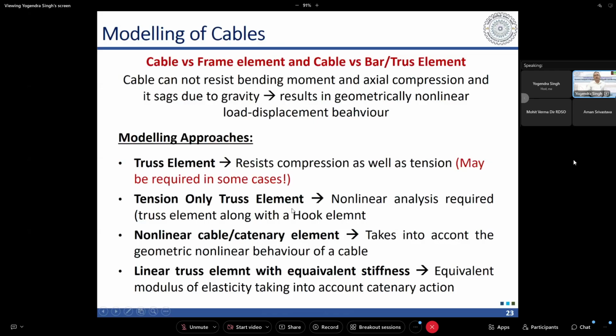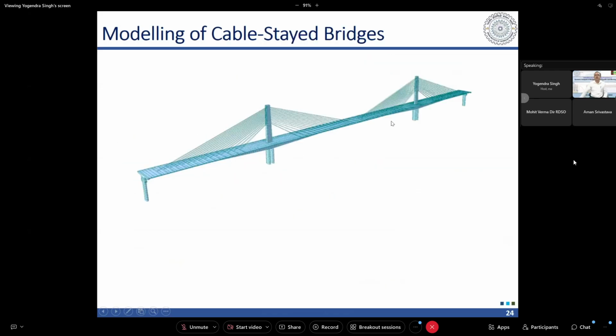Whereas here, when we have a single plane of cables, the cables are vertically arranged in a single plane. In that case, we can even consider a single spine model. So the superstructure in this case has been modeled by a single frame element. And what you see in 3D is actually the extruded view of that line element.